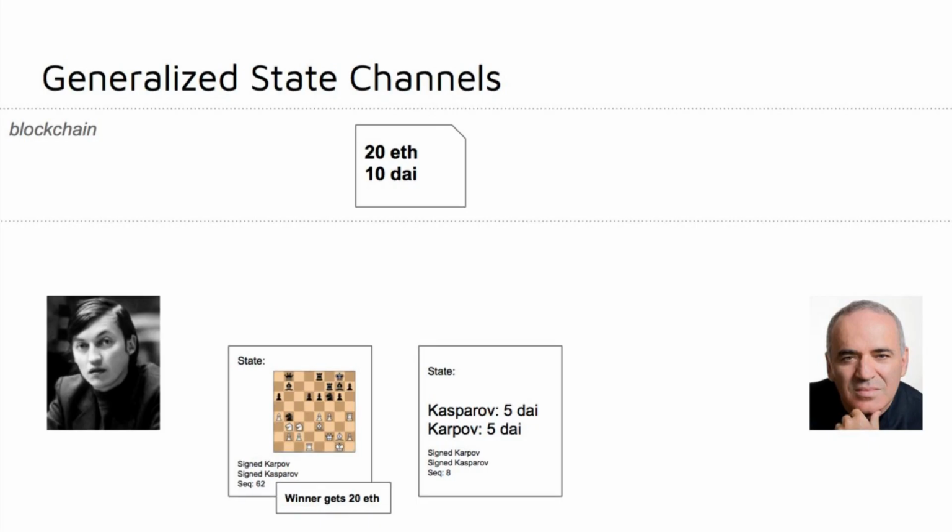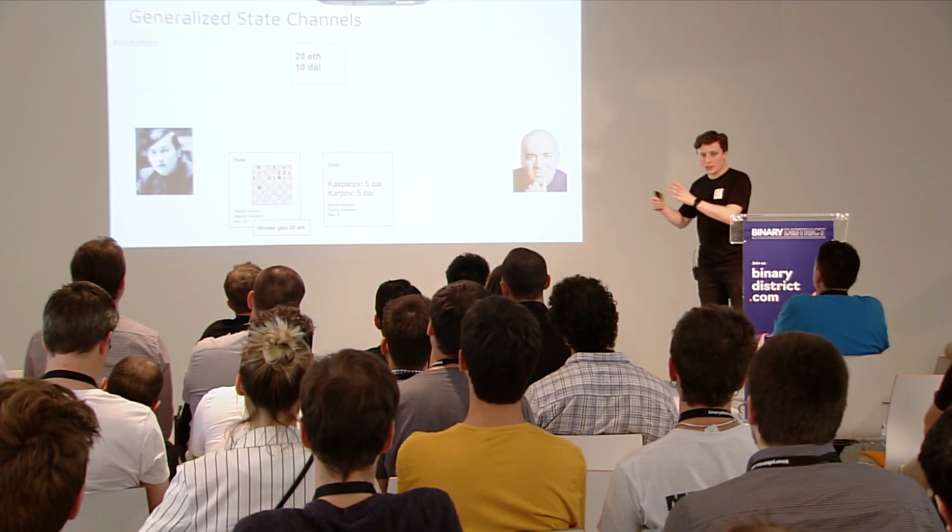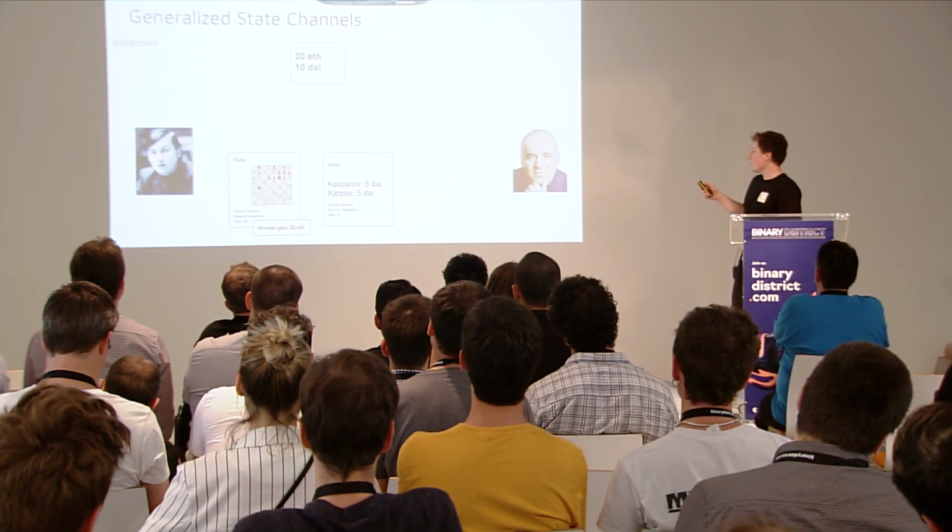But it has 20 ETH inside of it and 10 DAI, which, if you're not familiar with DAI, is the MakerDAO stablecoin. Effectively, they have some balance, as you normally do in a state channel, between Kasparov and Karpov. They have 5 DAI each, and they've also already set up a chess game where the winner gets 20. So this is a typical thing you might see in an app-specific channel.